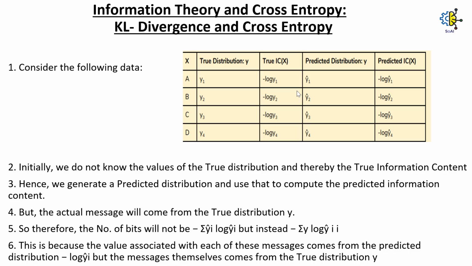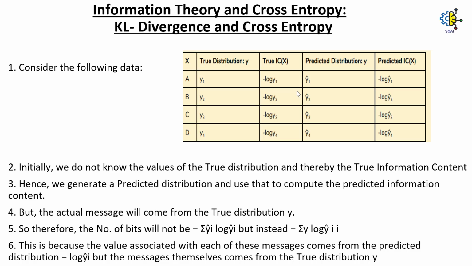Consider the following data. Here in this table, there is a random variable x with A, B, C and D, true distribution y, true IC, that is information content of x, predicted distribution y cap and predicted IC of x. You can see in this table, initially we do not know the values of the true distribution and thereby the true information content. Hence, we generate a predicted distribution and use it to compute the predicted information content. But the actual message will come from the true distribution y.